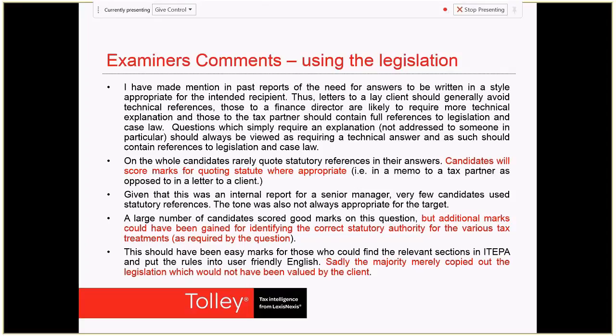A large number of candidates scored marks on this question, but additional marks could have been gained for identifying the correct statutory authority as required by the question. If he specifically asks you to quote statute, please try and quote some section numbers. Here, sadly, the majority of students merely copied out the legislation, which would not have been valued by the client. You're writing to a client, you can't just copy the legislation, you have to explain it, dumb it down if you want, so the client understands it.